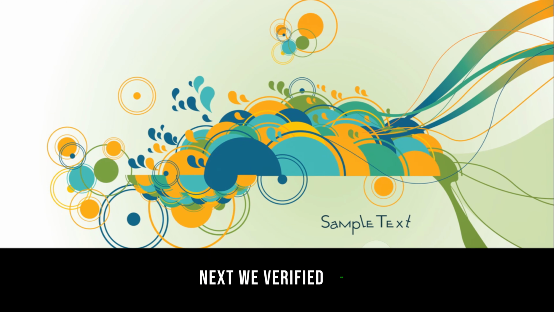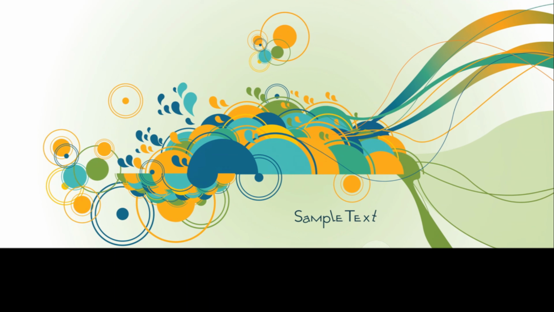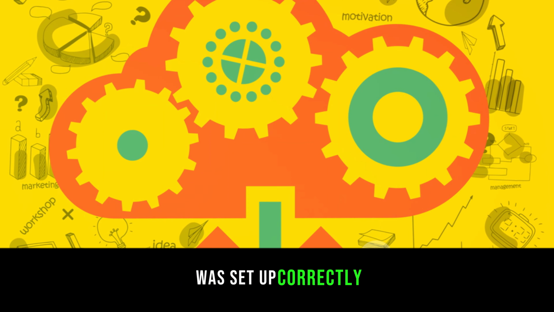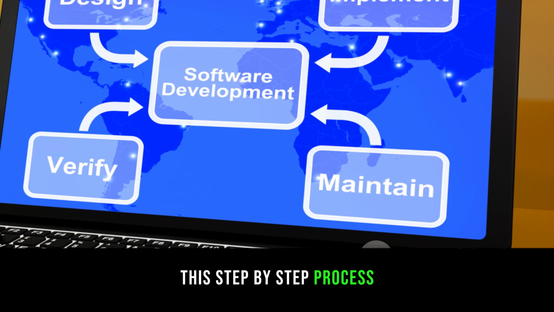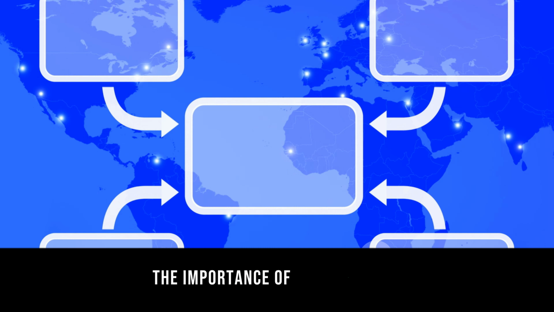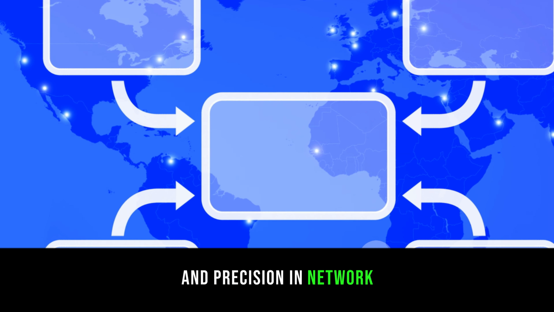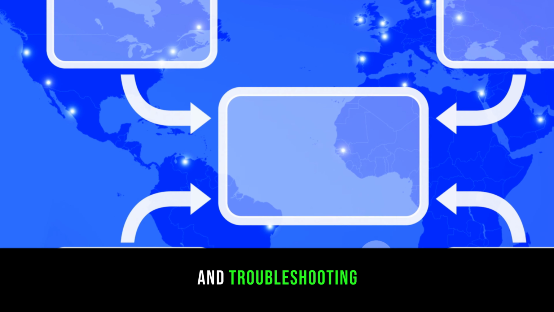Next, we verified our OSPF configuration, ensuring that everything was set up correctly. We learned how to interpret OSPF information, a crucial skill for any network engineer. This step-by-step process underscored the importance of thoroughness and precision in network configuration and troubleshooting.